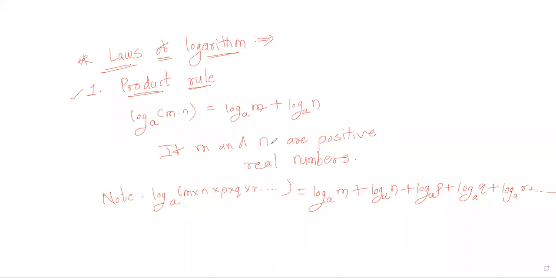So our second law is the quotient rule. Now see, log of m upon n to the base a is equal to log of m to the base a minus log of n to the base a.